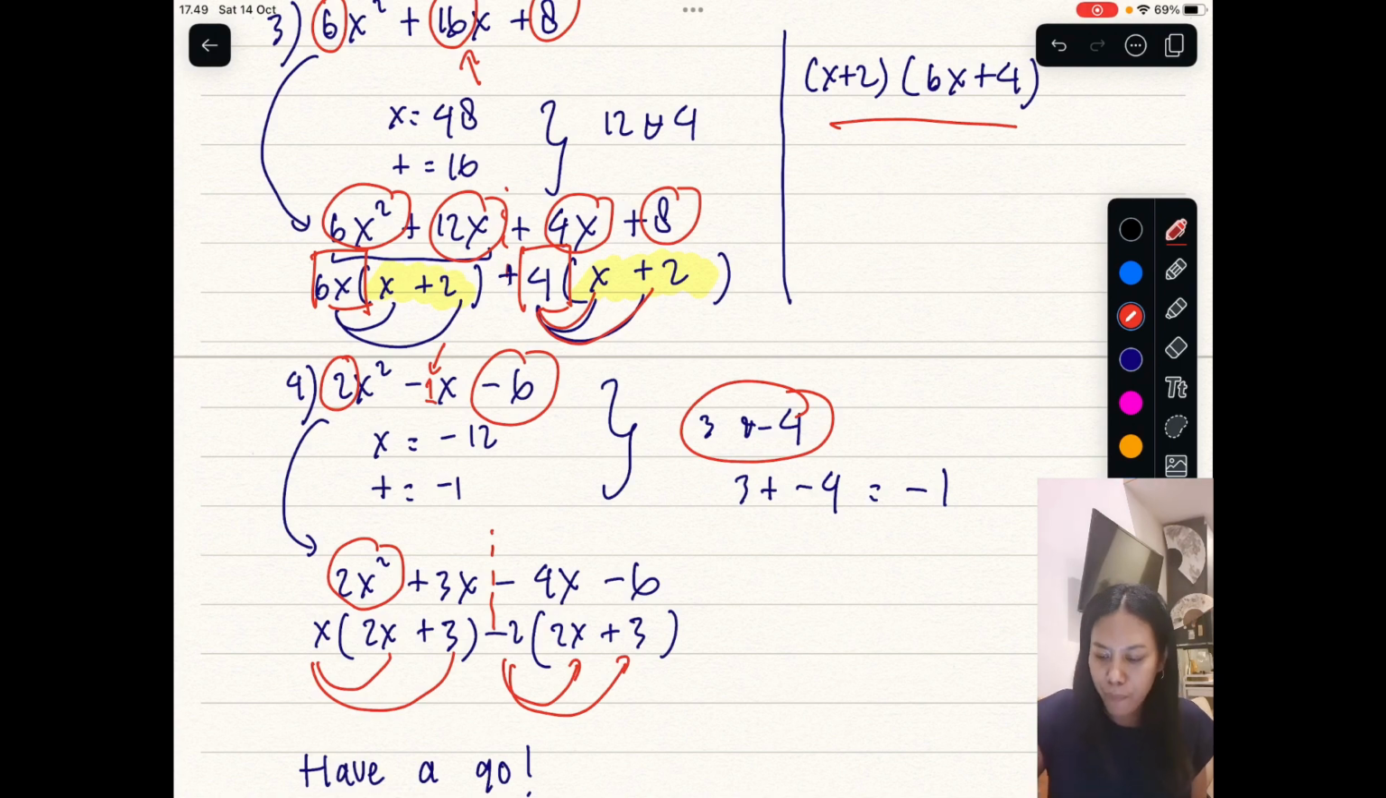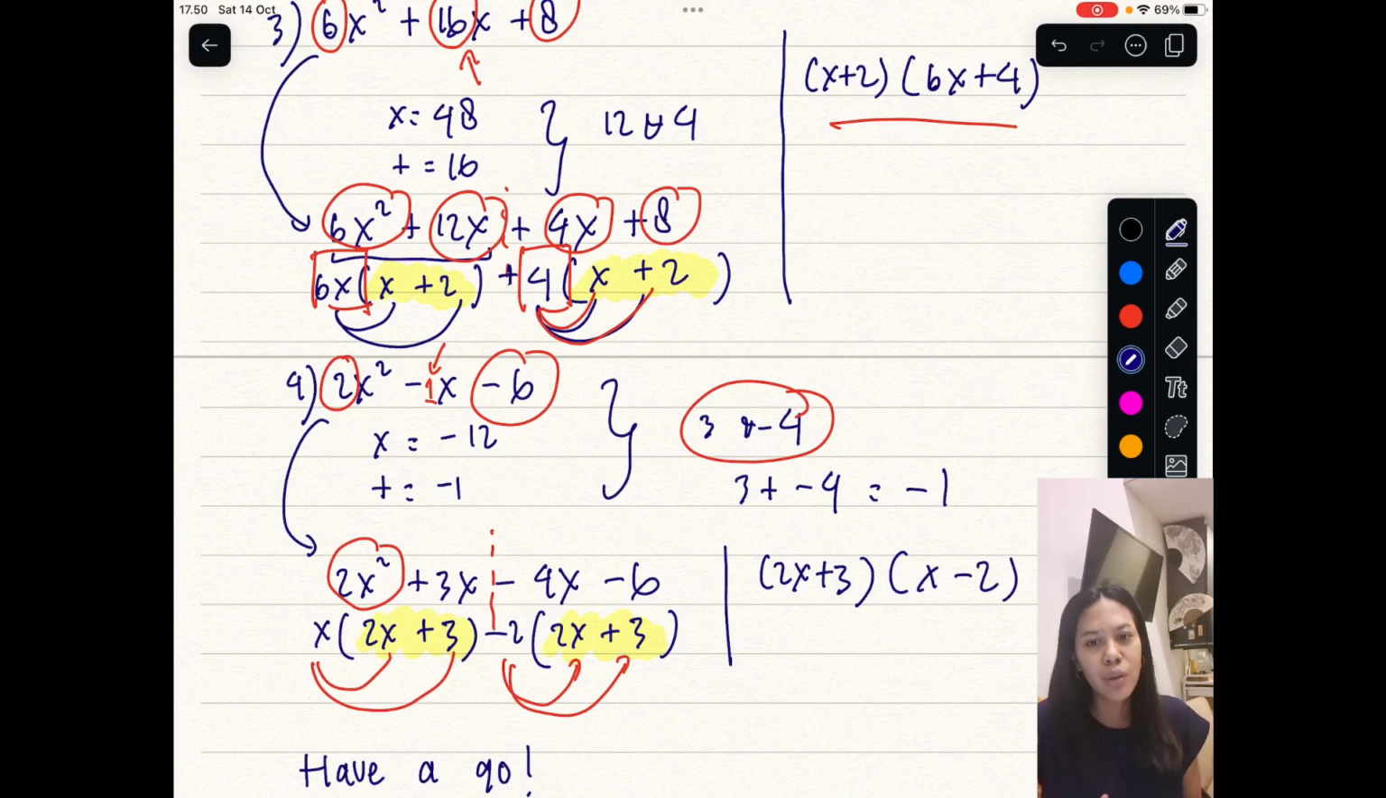Okay, done. Now we're going to do the final step of ditching out the common again. So you see, we have the common 2x plus 3 and 2x plus 3. So we're going to ditch out 2x plus 3. So 2x plus 3, out you go. And we're left with x minus 2. Okay, so that's the factorized form. Actually, you can switch it, so it can be x minus 2 and then 2x plus 3. It's okay. Alrighty, so done with number 4.